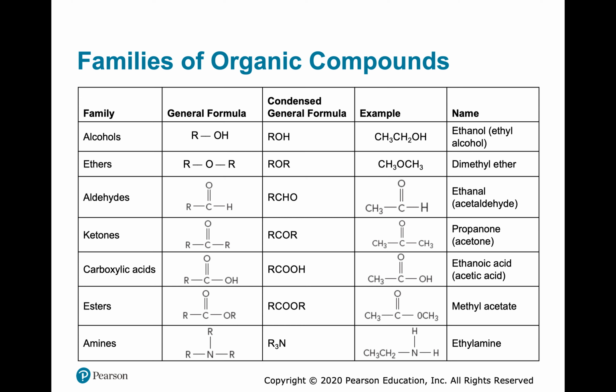A ketone means you have one or two different types of hydrocarbons attached to a carbon that has a double bond O on it. So that is a ketone. And carboxylic acids have this terminal carbon that has a carbon double bond O with an OH on it. And this is a carboxylic acid.